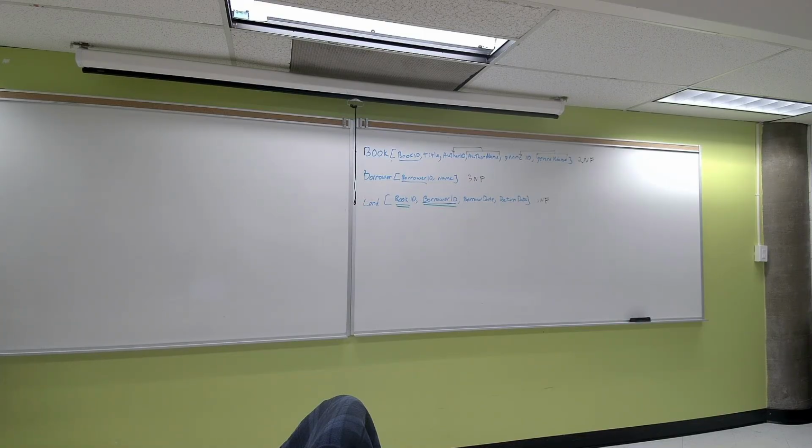All right, we have book. Actually, let's go in the order of dependencies here. So we've got author, we have genre, we have book, we have borrower, and then we have lend. All right, so here's our 5 entities.